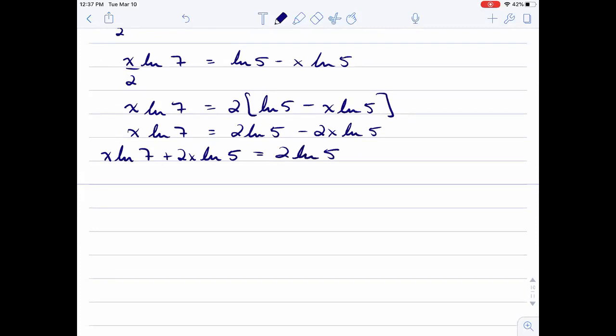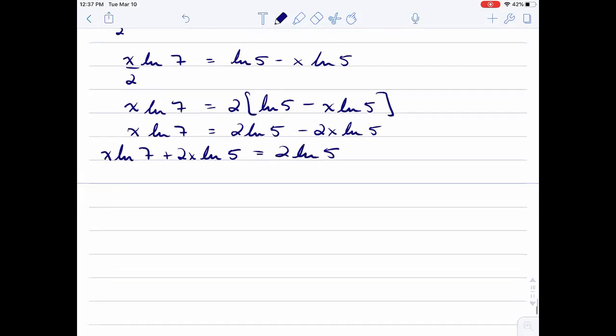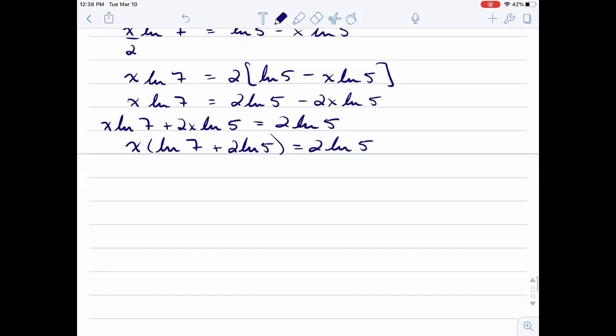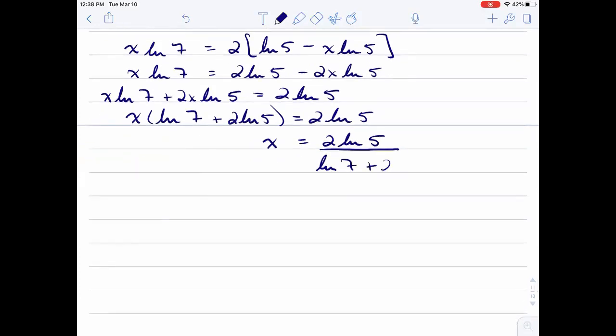Now I can pull out that common x on the left-hand side, and I get x times the natural log of 7 plus 2 times the natural log of 5 is 2 times the natural log of 5. Don't be discouraged, because the log of 7 and the log of 5 are all just numbers, right? They're just nice and compact right now. So x is going to be 2 times the natural log of 5 divided by the natural log of 7 plus 2 times the natural log of 5. This is the exact answer.